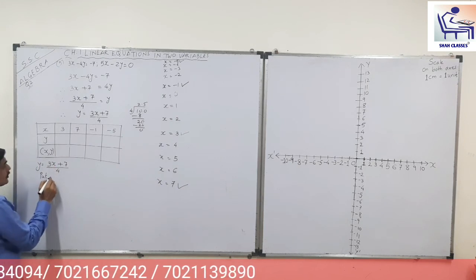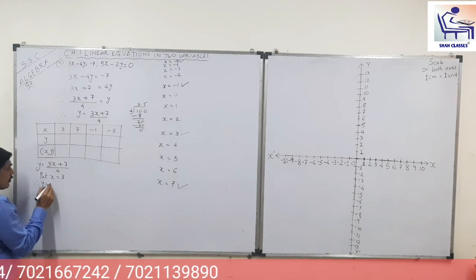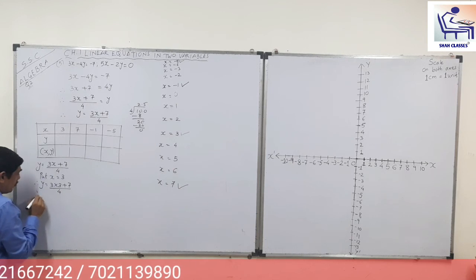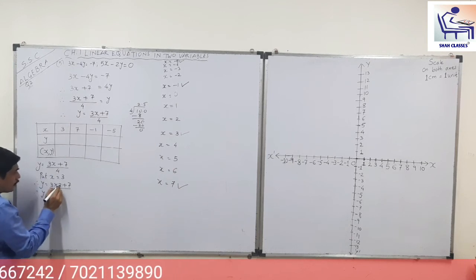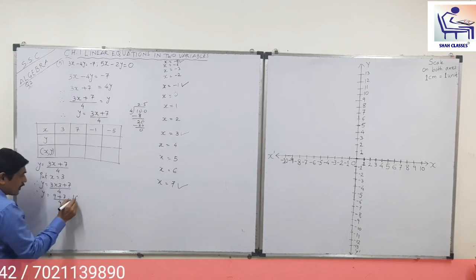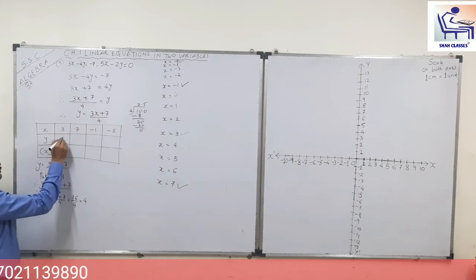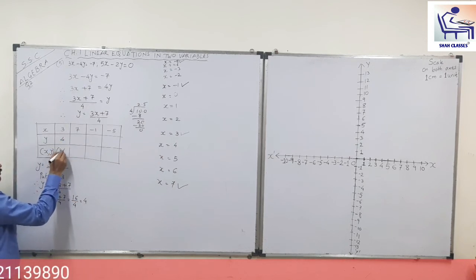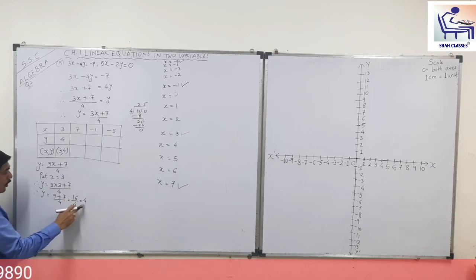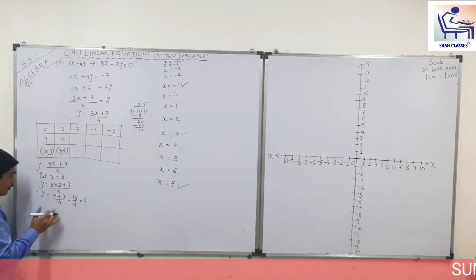Put x is equal to 3. 3 into 3 plus 7 upon 4. y is equal to 3 3s are 9 plus 7 upon 4. 16 upon 4 is equal to 4. So when the value of x is 3, the value of y is 4. I have a space problem, so I am doing just beside it, you do one below the other.